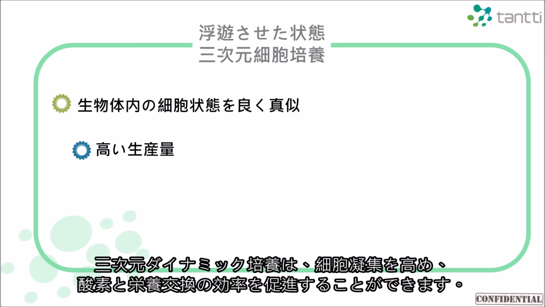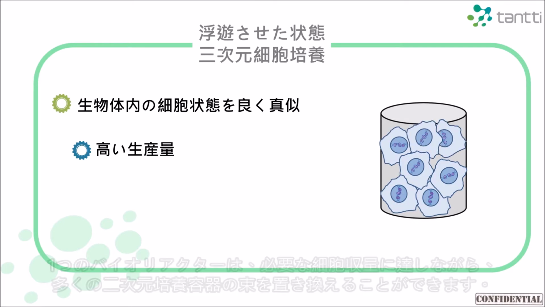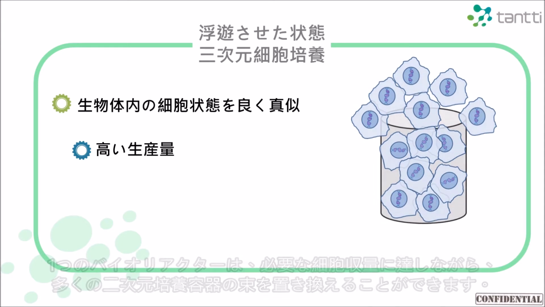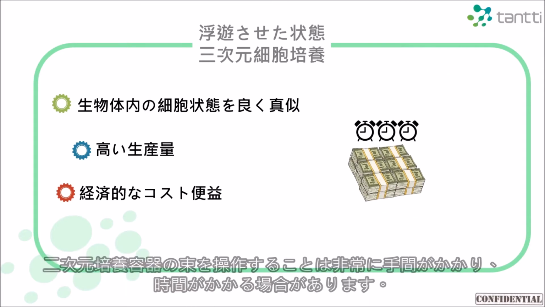3D dynamic culture can enhance cell aggregation and promote oxygen and nutrient exchange efficiency. One bioreactor can replace the waste of many 2D culture vessels while reaching the required cell yield. Thirdly, 3D culture is very cost-effective. Operating a bunch of 2D culture vessels can be very laborious and time-consuming.